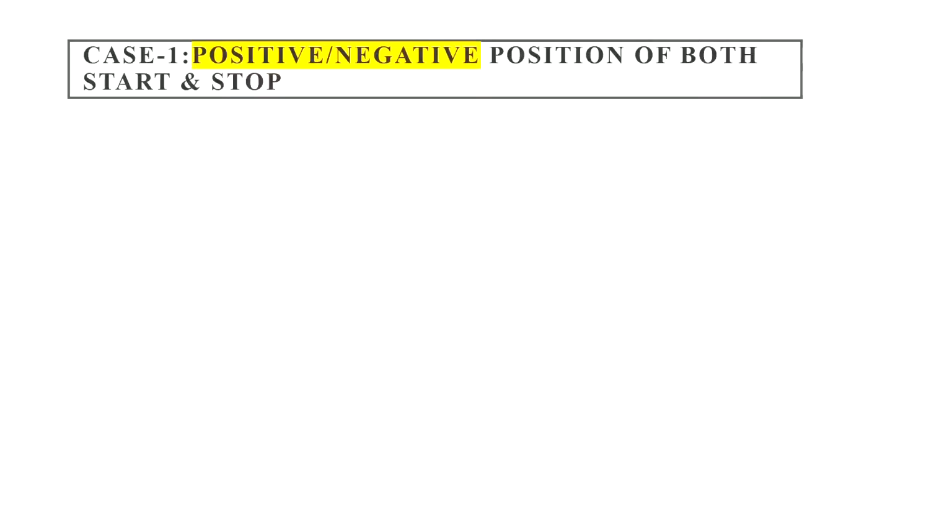So see the first case here: positive or negative position of both start and stop. That means if you consider positive values, then for both the start as well as the stop position you have to give positive values. If you consider negative positions, then for start as well as stop you need to put negative positions. That is our concept.